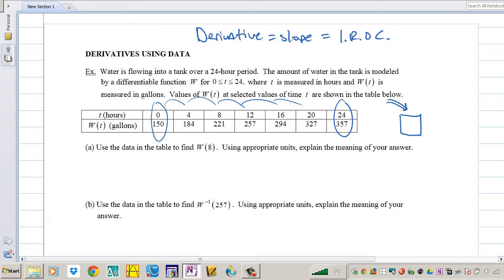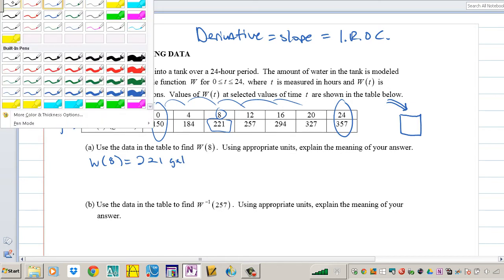Letter A says, use the data in the table to find W of 8 using appropriate units. Explain the meaning of your answer. Now, here we have a t, W of t table, very similar to x and y. This is your x, this is your y. x is the independent variable, y is the dependent variable, so y depends on x. Now, W of 8, if I go to my table, here's 8, here's W of 8, and it's 221 gallons. So how do I explain this in words?